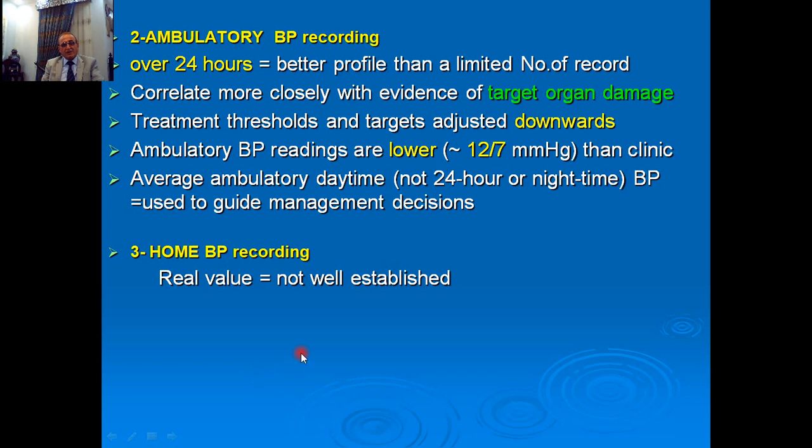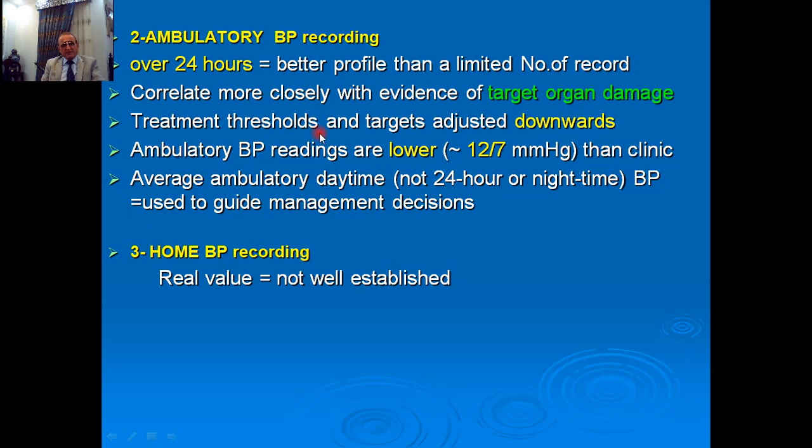Anyway, what's ambulatory blood pressure? This is a device that the patient carries with himself for 24 hours, sometimes longer, and will give a better profile than a limited number of records. It will correlate more closely with the evidence of target organ damage.